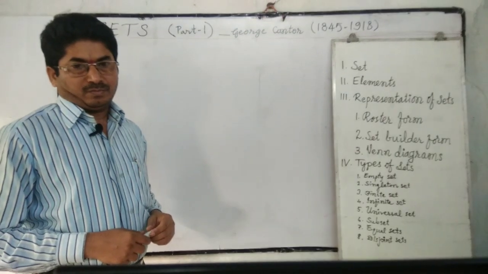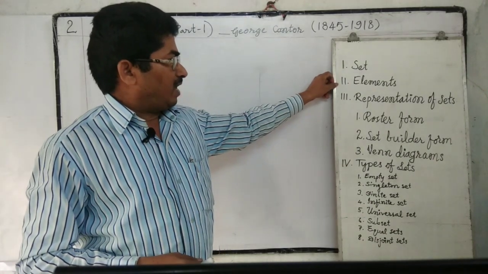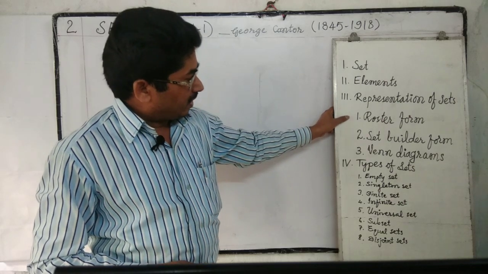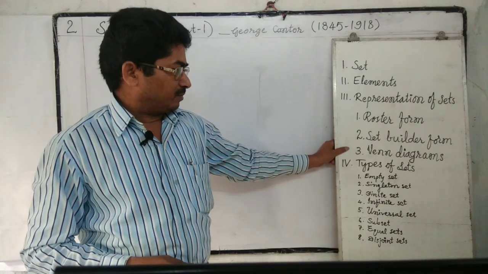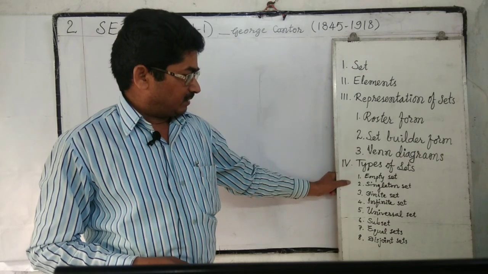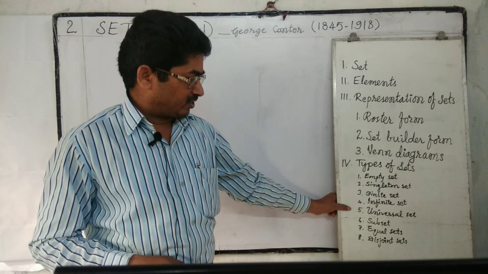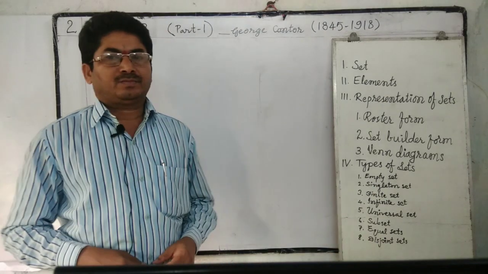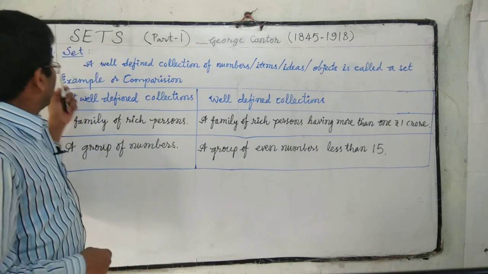In this part 1, we are going to learn what is a set, what are elements, representation of sets. They are roster form, set builder form, Venn diagrams, and types of sets. They are empty set, singleton set, finite set, infinite set, universal set, subset, equal sets, disjoint sets. Let us learn one by one. First one, set.